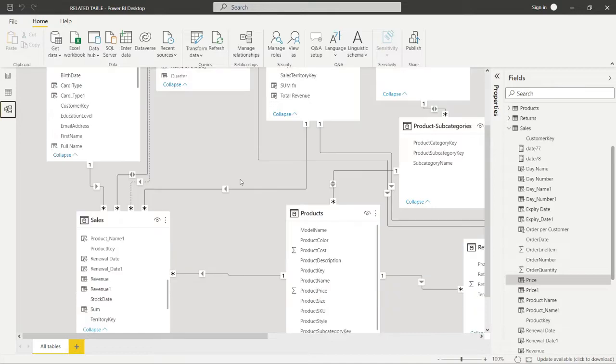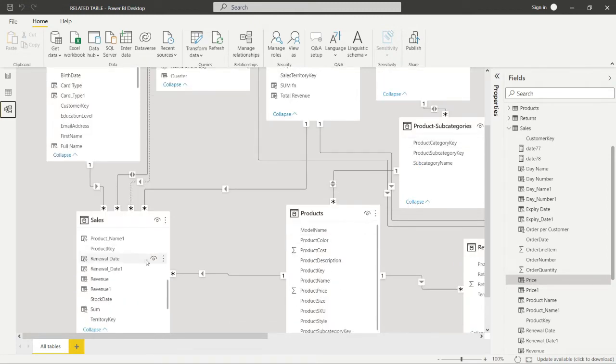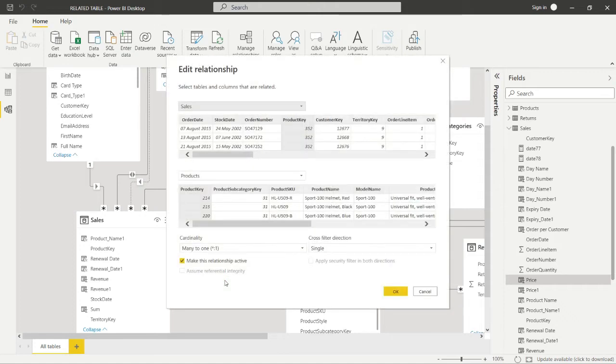Here is one of our model views. There are many tables like customers, calendar, territories, product categories, product subcategory, products, and sales. Now the relationship between products and sales is one to many. Now go to the properties here. This is the sales table, this is the products. The product key is the common key between both tables, with cardinality many to one. That is the cross filter direction here.